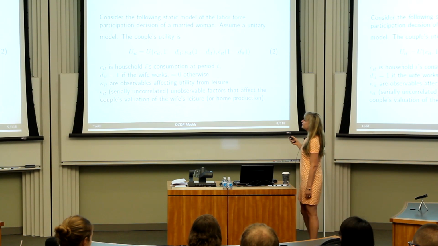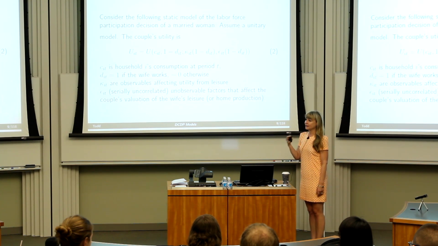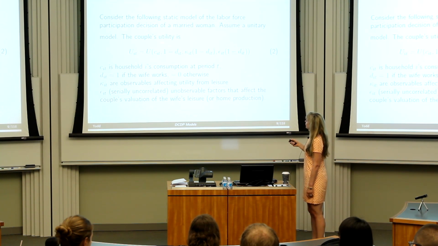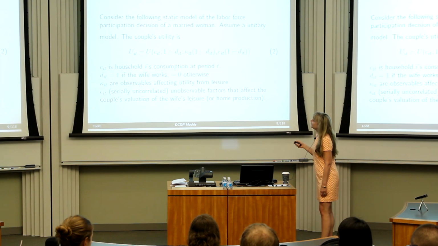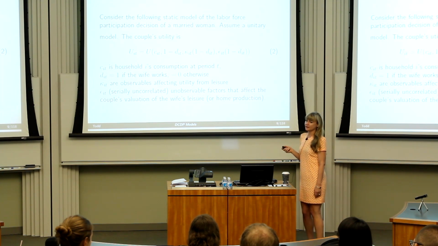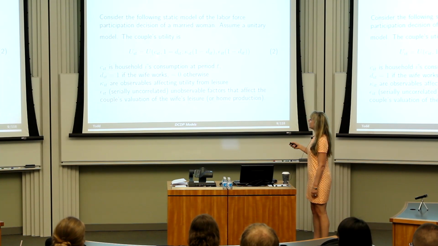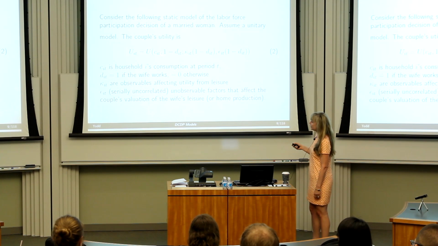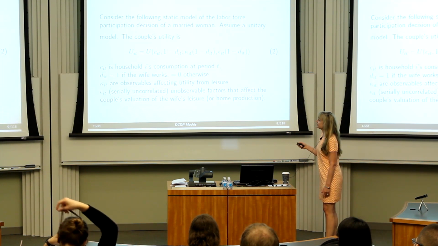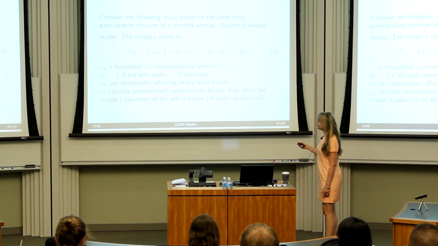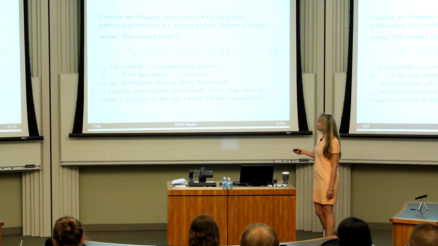Okay, now we'll just start with a static model and then extend it to the dynamic framework. In the static model, we're going to assume that there's some couple making the decision about women's labor supply. This is just like a unitary model because there's just one utility function. They get utility out of consumption, so it's household consumption. D_it is whether the wife works.